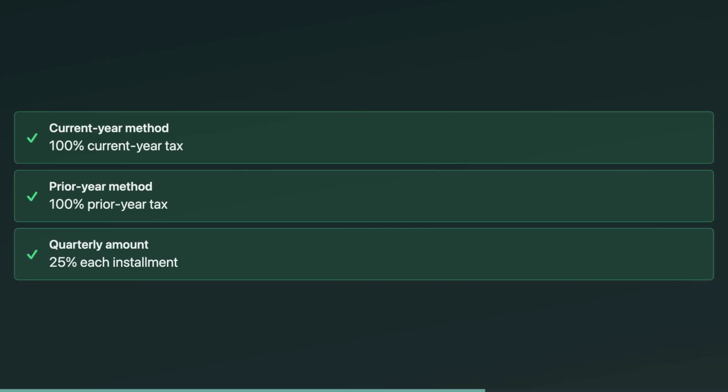Now the safe harbor framework. Each quarter is typically 25% of the required annual payment. Required annual payment is the lesser of two numbers: 100% of current year tax or 100% of prior year tax. That's the corporate version. No 90% rule like individuals. And remember, if total tax is under $500, there's no underpayment penalty anyway.